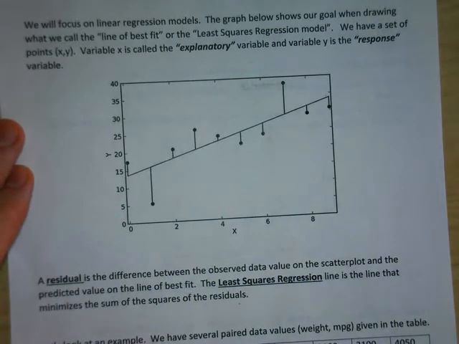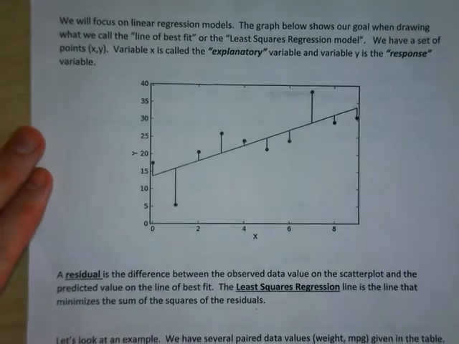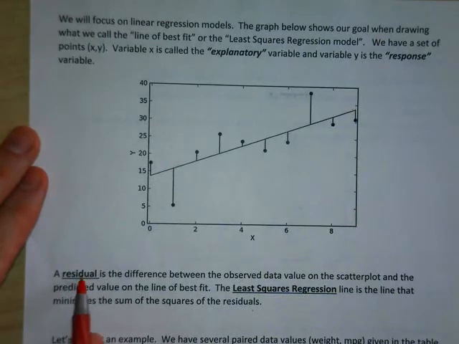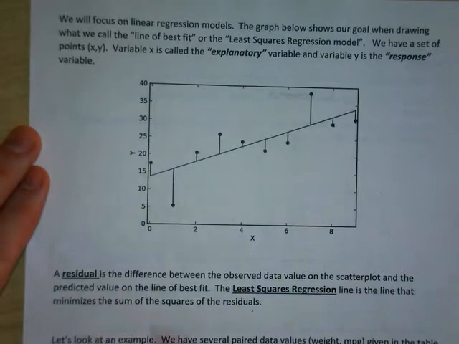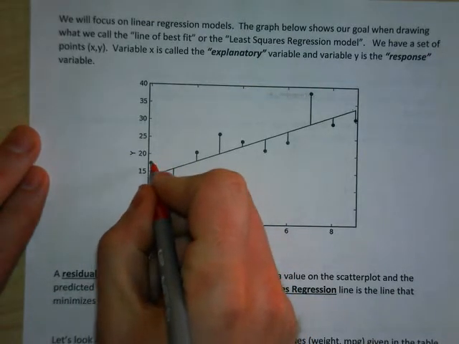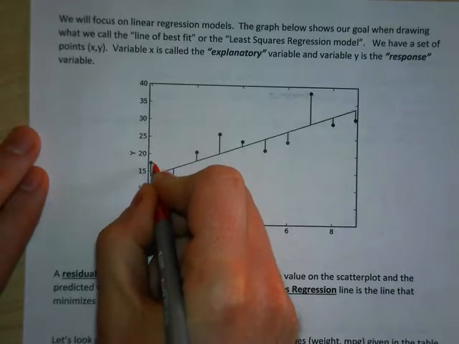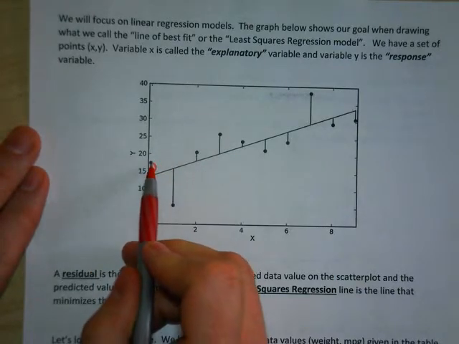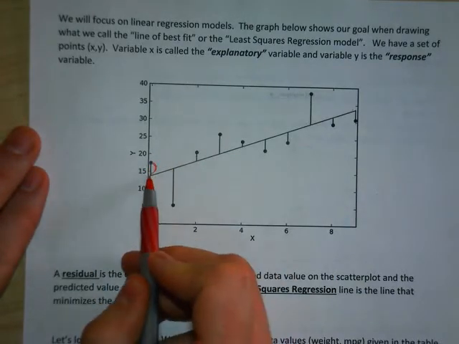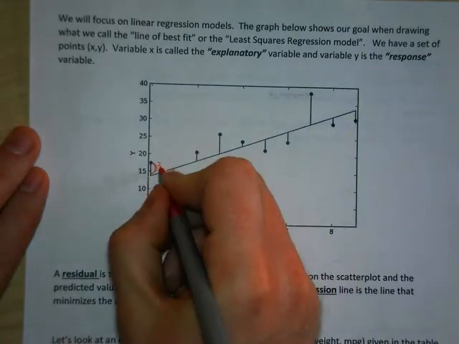To draw that line, what we do is we look at something called a residual. A residual is the difference between the observed data value on the scatter plot and the predicted value on the line of best fit. So the residual, if we look at here, the distance from here to here, if you take the actual value of maybe 17, and then the predicted value maybe around 14, that residual would be 3.